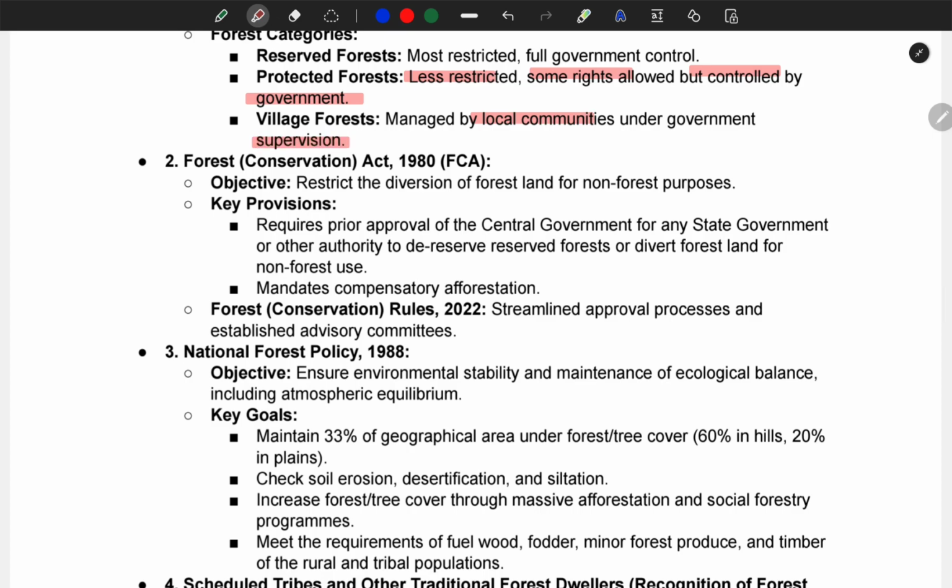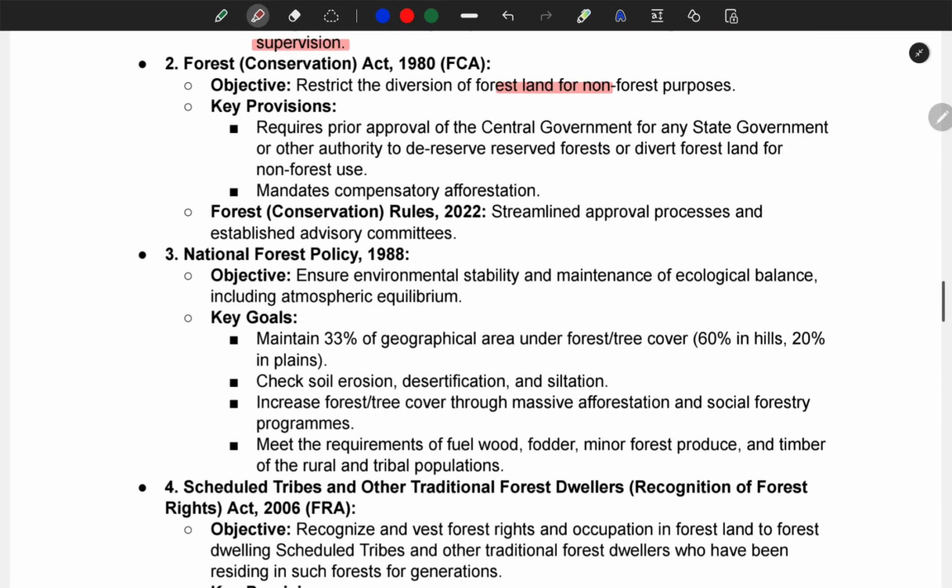Forest Conservation Act 1980 (FCA). Objectives: restrict the diversion of forest land for non-forest purposes. Key provisions: requires prior approval of the central government for any state government or other authority to de-reserve reserve forest or divert forest land for non-forest use. Mandates compensatory afforestation. Forest Conservation Rules 2022 streamline approval processes and establish an advisory committee.